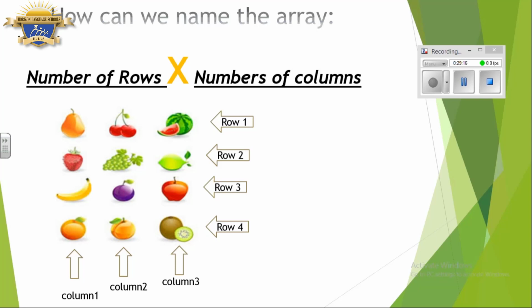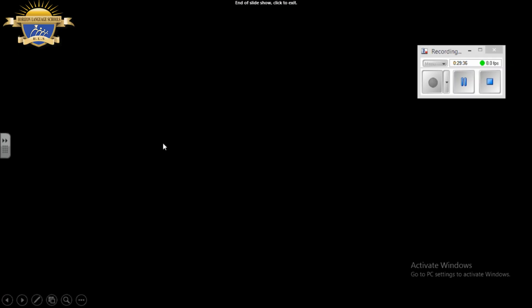Based on the rule I just said, number of rows by number of columns, the array is a 4 by 3 array. So we have a 4 by 3 array.